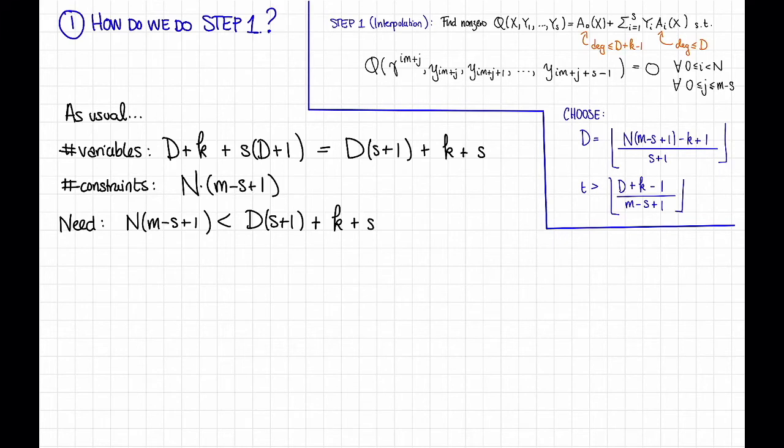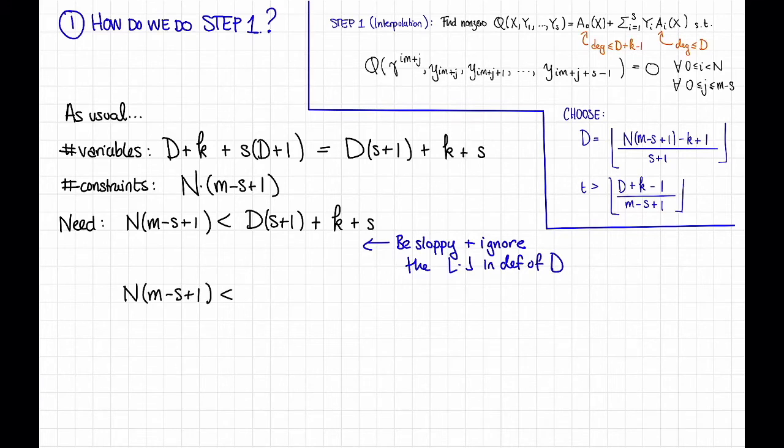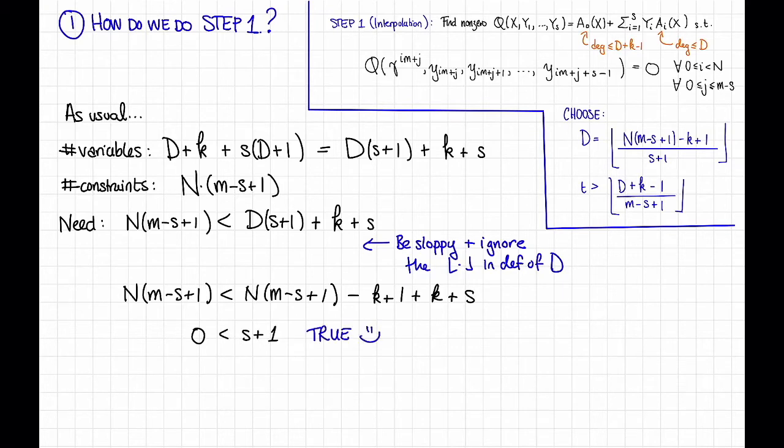And if you'll allow me to be a bit sloppy for a moment and just ignore the floor on the definition of D, this is the same as asking that n times (m minus s plus 1) is strictly less than n times (m minus s plus 1 minus k plus 1) plus k plus s. Using the fact that this s plus 1 here conveniently cancels what's going on in the denominator there, assuming we're just going to ignore those floors, this reads that 0 is strictly less than s plus 1, which is true. Moreover, it's true enough with enough slack to deal with this floor if you wanted to do it rigorously. So that shows that we can do step 1.